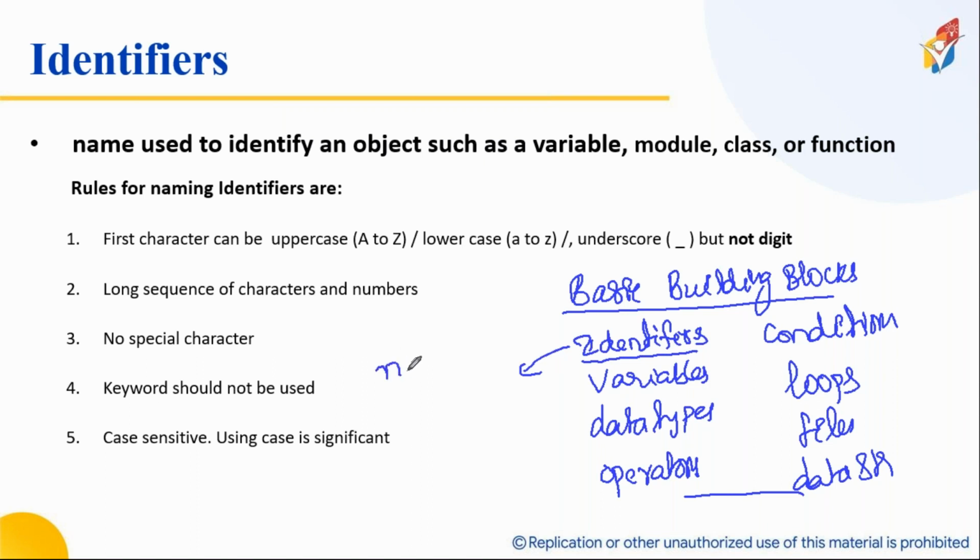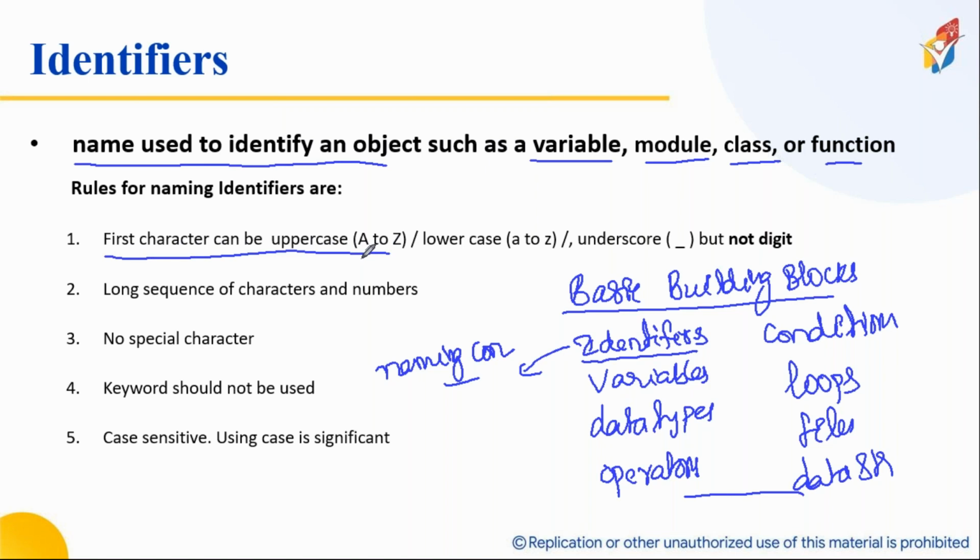Identifiers are nothing but naming conventions. How can I name my computer data? Identifiers are names used to identify an object such as a variable, maybe a module, a class, or a function. What are the basic rules of identifiers? The first character must be either uppercase or lowercase or underscore. If I am naming my program as ABC, the first character must be either uppercase or lowercase or underscore. I cannot start with a digit.